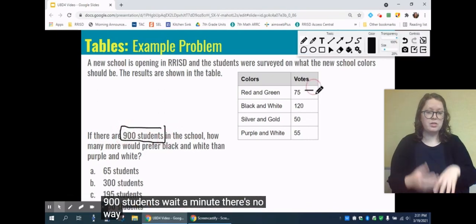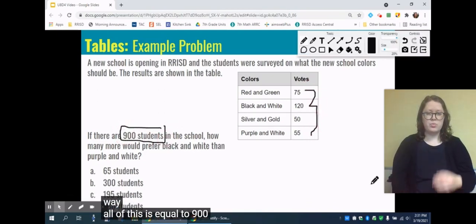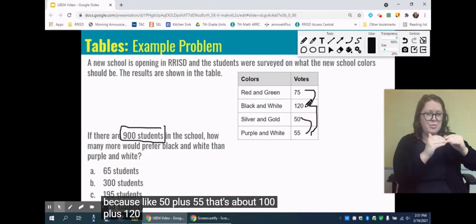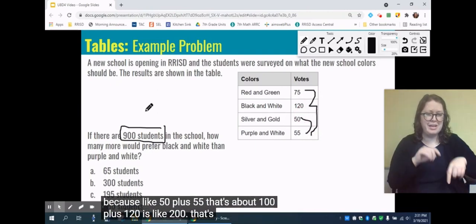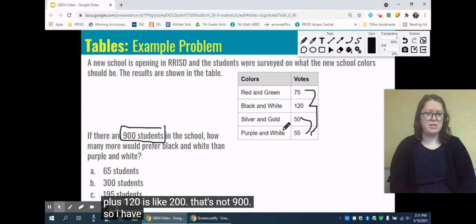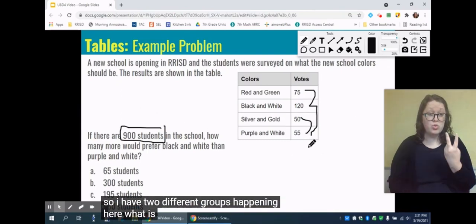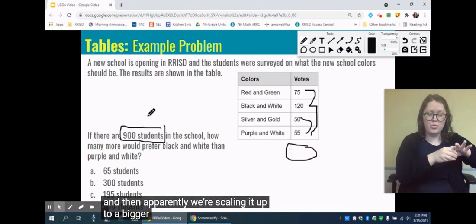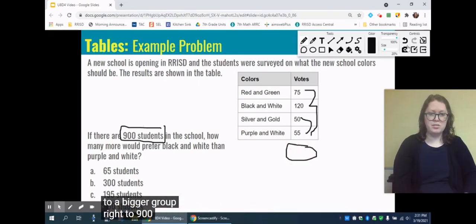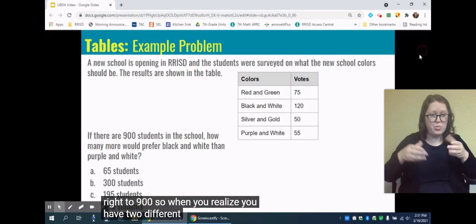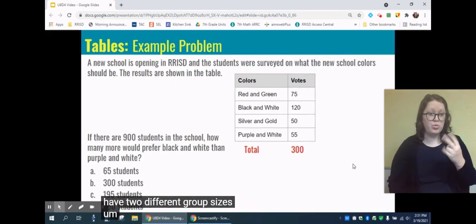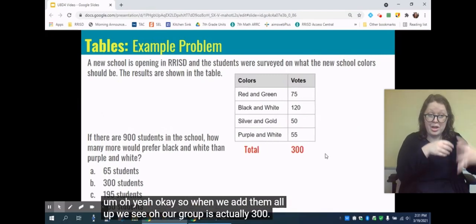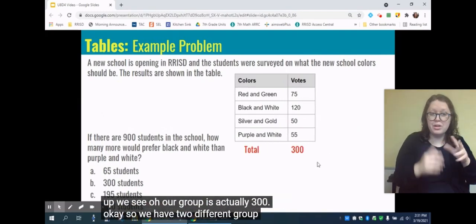If there's 900 students, wait a minute. There is no way all of this is equal to 900 students. Because 50 plus 55 is about 100, plus 120 is about 200. That's not 900. So I have 2 different groups happening here. What is this group size? And then apparently we're scaling it up to a bigger group, to 900. So when we add them all up, we see our group is actually 300. So we have 2 different group sizes here.